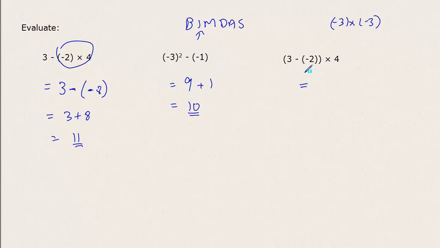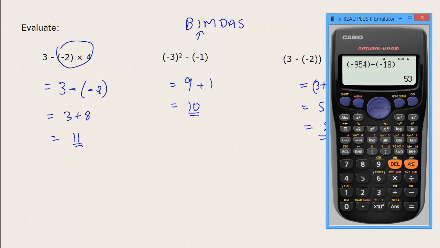Here the contents of the bracket need to be done first. 3 take away negative 2. That's going to become 3 plus 2. 3 plus 2 is 5. Times that by 4 gives us 20.